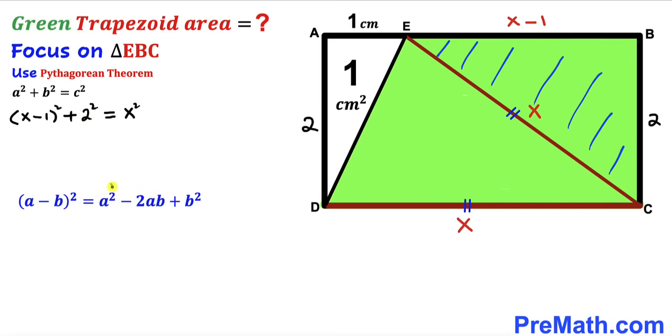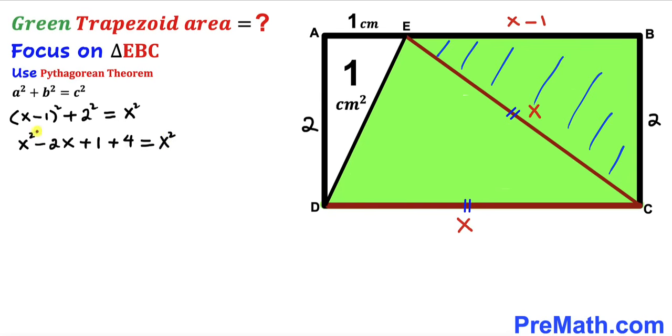Now let's recall this famous identity: a minus b whole square can be written as a square minus 2ab plus b square. We are going to apply this identity on the binomial on the left hand side. So we are going to get x square minus 2x plus 1, and then plus 4, equals x square. Now we can see x square and x square are gone, so we ended up with minus 2x plus 5 equals 0.